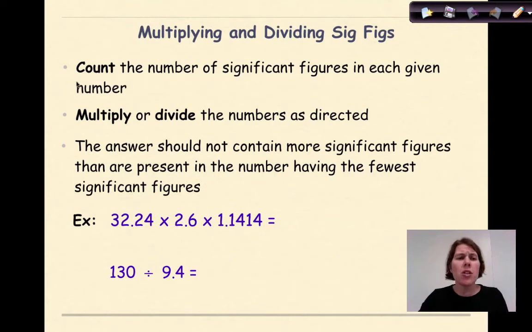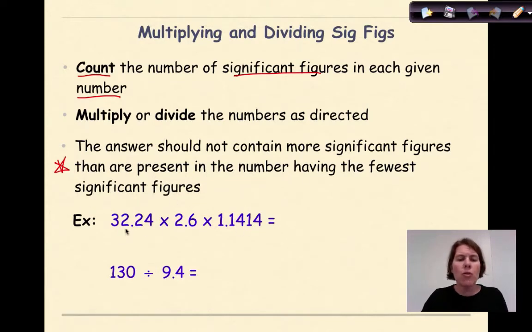So the first thing that you're going to do is count the number of significant figures in each of the given numbers. Then you're going to multiply or divide the numbers as directed. The key point here, just like we had a key point with the decimal places with adding and subtracting, is that the answer should not contain more significant figures than are present in the number having the fewest significant figures.